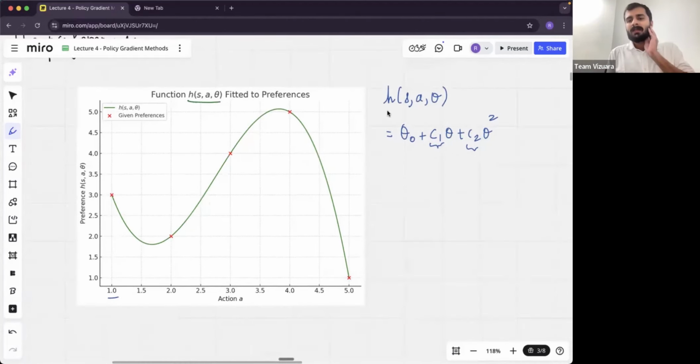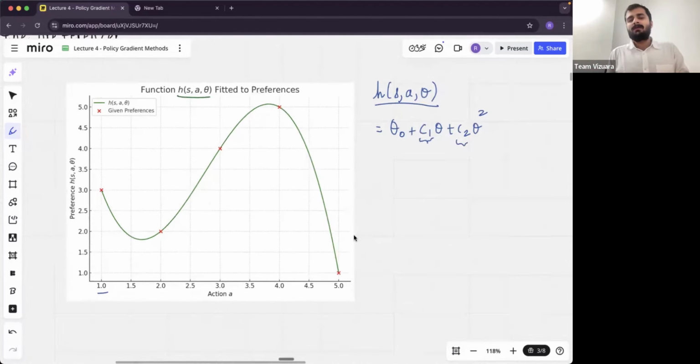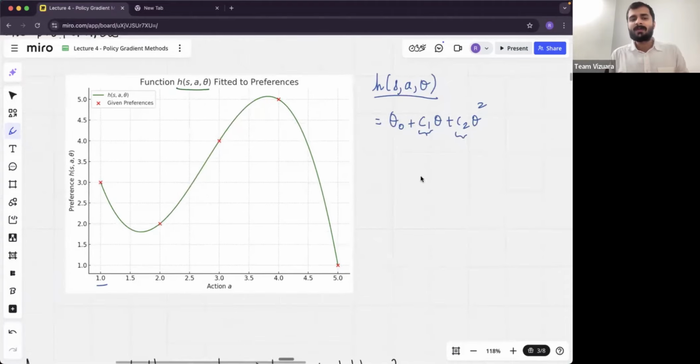Now the problem with this H is that it is not giving me probabilities. It still gives me numbers as an output, which is not what I want. I want to convert these preferences into probability estimates between 0 to 1. And the way that is done is we use a softmax function. So in the softmax function, let's say we want to convert the preference 3 into a probability. So we do e raised to 3 divided by the addition of all the exponents. So e raised to 3 plus e raised to 2 plus e raised to 4 plus e raised to 5 plus e raised to 1.